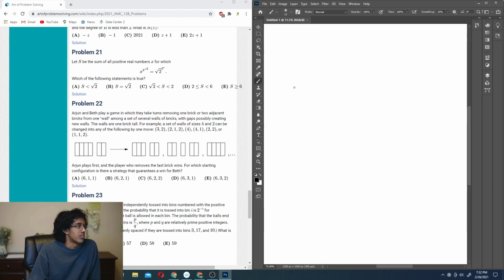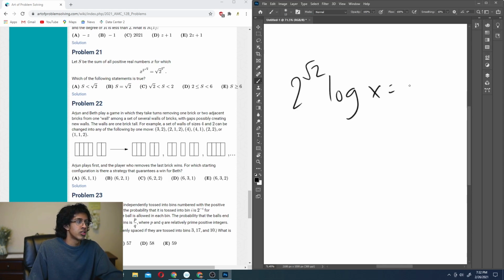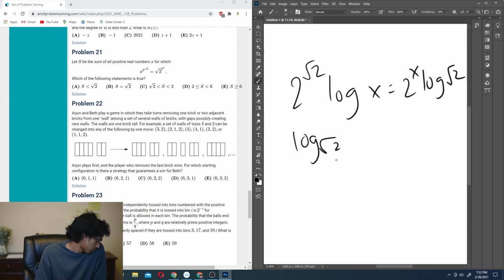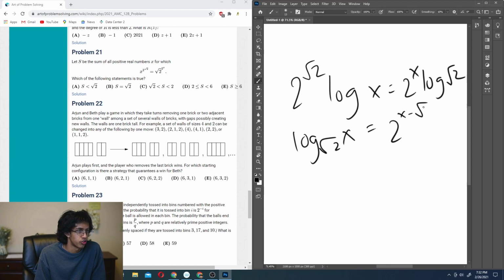Alright. So whenever you have exponents, the first thing I try is taking the log of both sides, but I don't know if that's going to work this time, but let's just see. 2 to the root 2 log x is equal to 2 to the x log root 2. Okay, so why don't we bring the logs to one side? We take the log root 2, oh yeah, same thing. So log root 2 of x is equal to 2x minus root 2, right, if we divide that over here. So now what do?